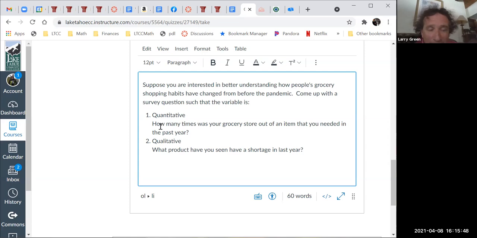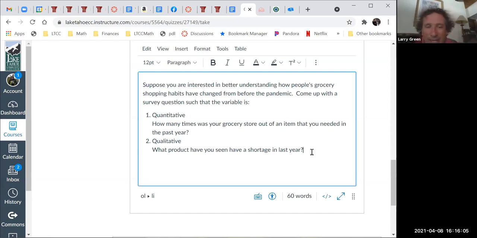So quantitative needs to be a survey question with a number answer, whereas qualitative needs to be a survey question with a word answer. Okay. And again, there's an unlimited amount of correct answers, but there's also an unlimited amount of incorrect answers.